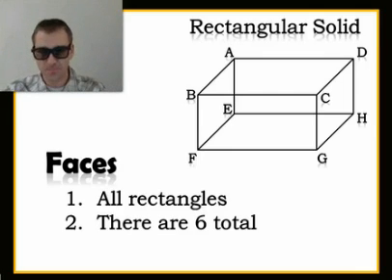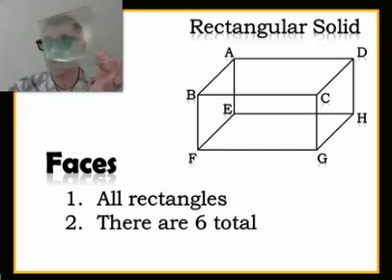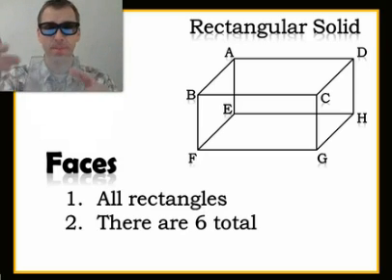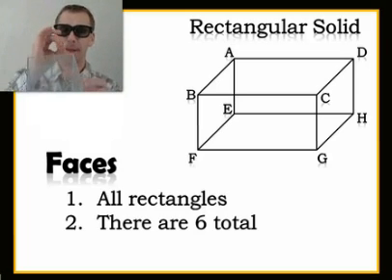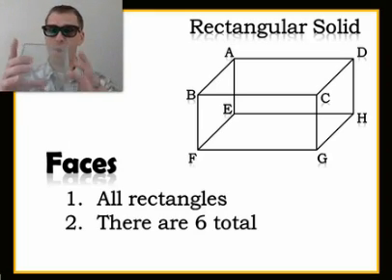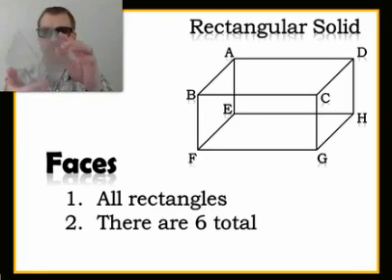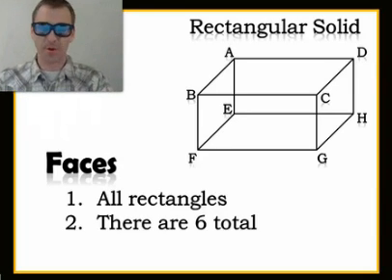Now, here's a scoop. In a rectangular solid in which it is a cube, every single face happens to be what kind of a shape? Not quite a rectangle, be more specific. They're actually all squares. So in a rectangular solid that happens to be a cube, all 6 faces are congruent. Everything's congruent in a cube. That's one distinction that you need to remember when we get to questions about cubes.